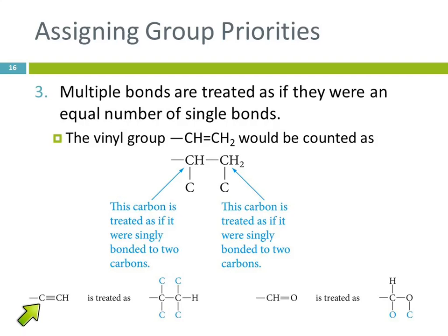We would treat this guy down here, a triple bond. We're going to say, okay, that carbon is bonded 3 times to this carbon. We're going to treat it like it's bonded to 3 carbon atoms. And this one likewise is bonded to 3 carbon atoms. Over here we've got CHO, CH and a double bond O. So this carbon is bonded to a hydrogen and to oxygen twice. So CO and CO, and this oxygen is bonded to 2 carbons. And that's just for the purposes of assigning priority.